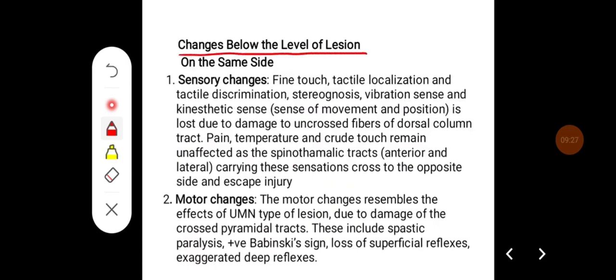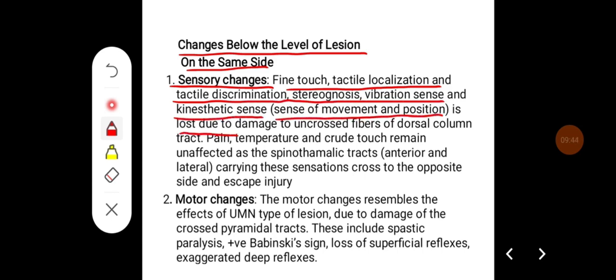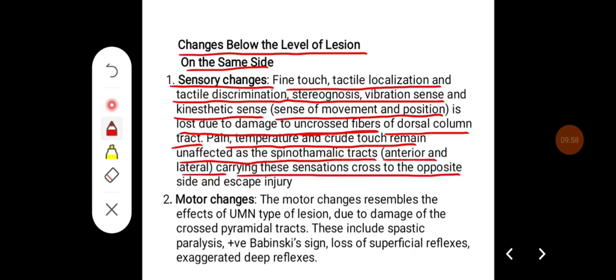Changes that are seen below the lesion, that is on the same side, there might be sensory changes: fine touch, tactile localization, tactile discrimination, stereognosis, vibration sense, kinesthetic sense, that is sense of movement and position, is lost due to the damage to uncrossed fibers of dorsal column tract. Pain, temperature, crude touch remain unaffected as the spinothalamic tract, that is anterior and lateral, carrying these sensations cross to the opposite side and escape injury.